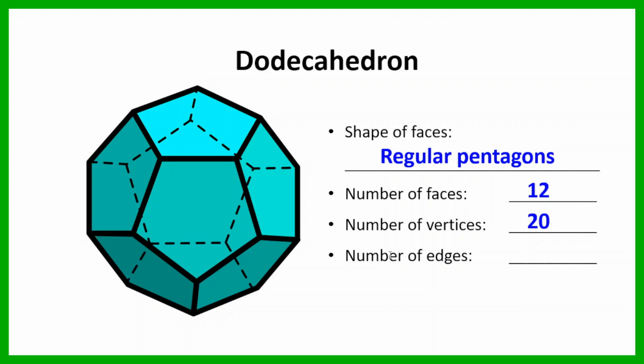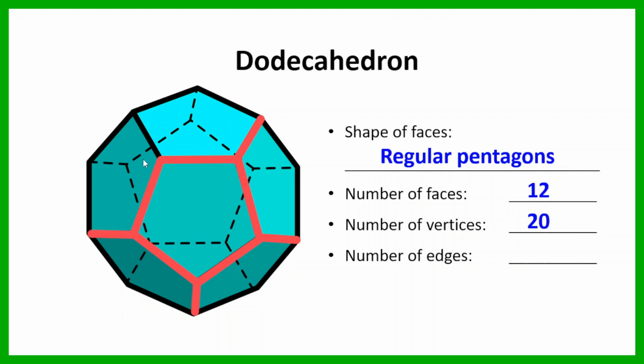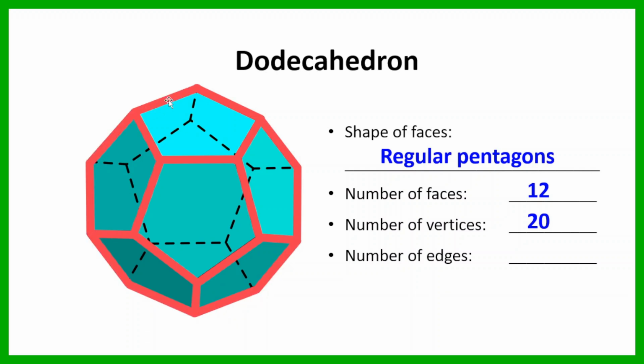And then the number of edges, we've got 1, 2, 3, up to 30. So the number of edges is 30. Okay, so that's the dodecahedron.